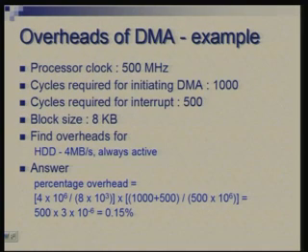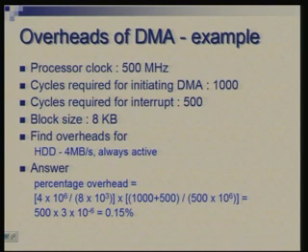Now, let us try to quantify the overheads in a DMA-like situation. We again have the same processor running at 500 megahertz. Suppose initiation of DMA requires 1000 cycles. Everything is initially set up, and that is one time when the processor gets involved. Next, the processor gets involved when the end of DMA interrupt comes, and let us say 500 cycles get consumed in that.